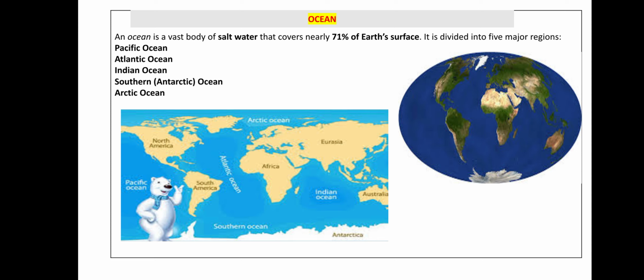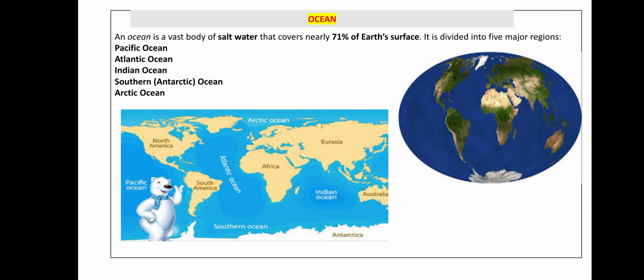Basically, this ocean consists of salt water. Why does it consist of salt water? There are many reasons behind it, and we can understand with a few theories. There are many minerals and many tectonic activities occurring inside the water. That's why many minerals dissolve into the water, and its taste becomes salty. So ocean is a vast body of salt water that covers nearly 71% of the Earth's surface. What about the remaining 29%? So 29% is the land mass.